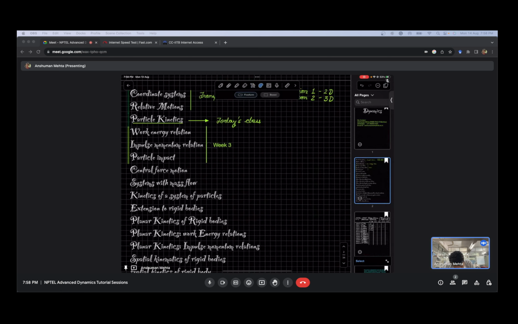Now this week 3 will become week 4 somewhere here. That we will do afterwards.